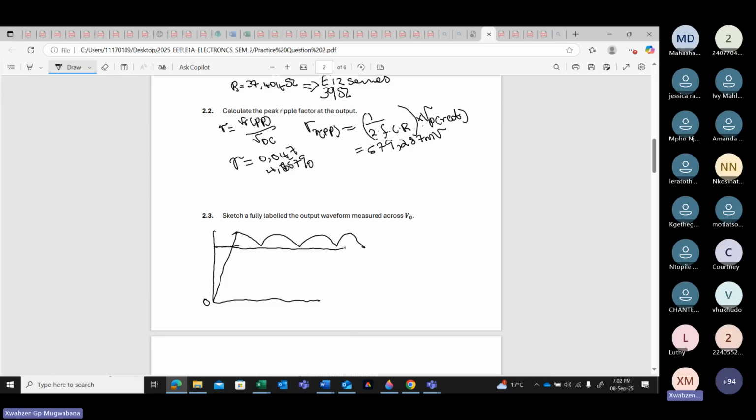Please draw a nice graph. If you draw mine, I'm going to mark it wrong. Then you have got your peak, which is your V peak rectifier. From here to here, which is your V ripple peak to peak. Then somewhere here, you have got your VDC. That is your graph.